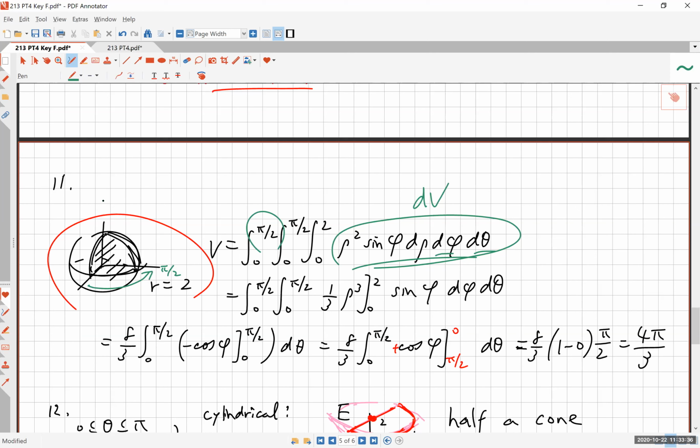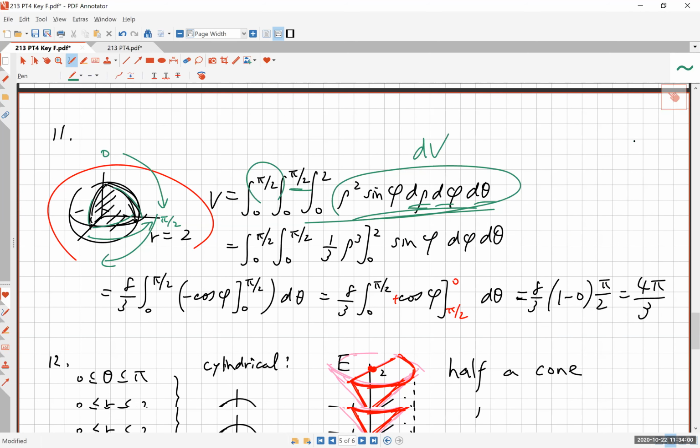And then phi goes from 0 to also pi over 2. Because if you go all the way to pi, then you go to the bottom half of the sphere. And then rho goes from 0 to 2 because it's the entire solid ball of radius 2. You only just have 1/8 of it. So that is the triple integral.